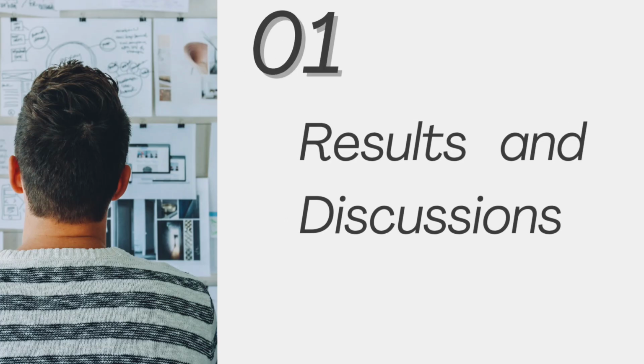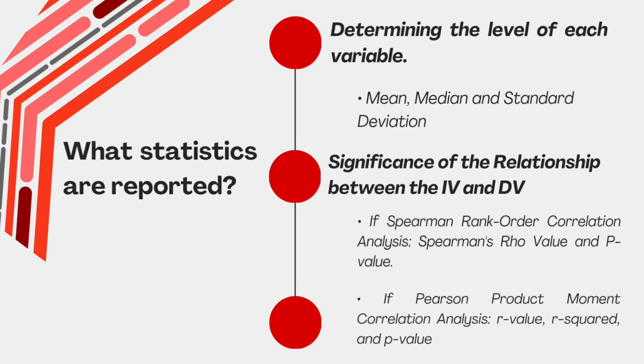The first question that we need to answer is: what are the statistic reports? To answer this question, let's divide it into three parts, because in the statement of the problem for a regression analysis study, it has three different types of questions. First, talking about the level; second, talking about the significance of the relationship between the IV and DV; and the third one is regression analysis on the influence between the IV and DV. Let's start with the first one, which is determining the level of each variable.